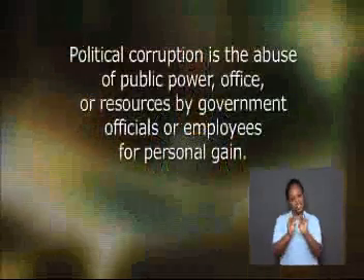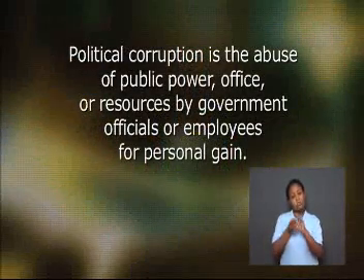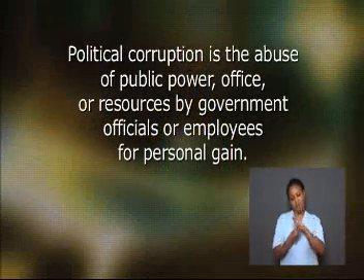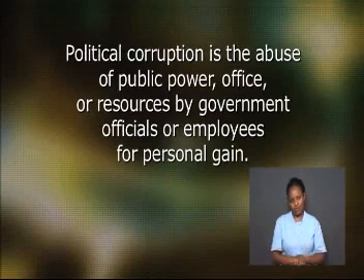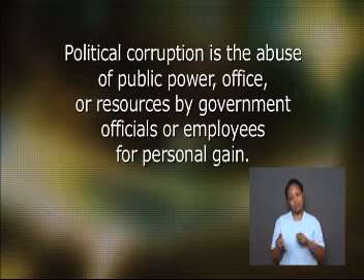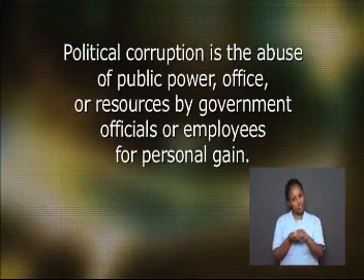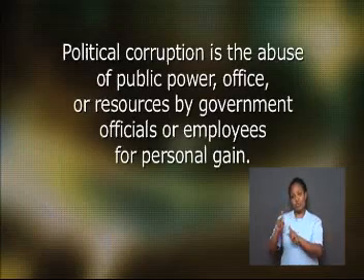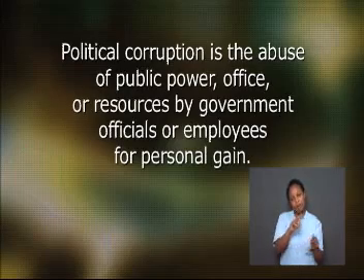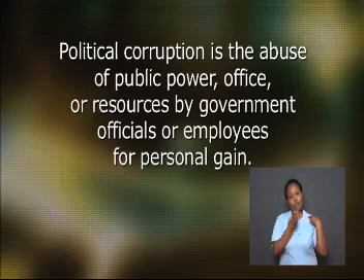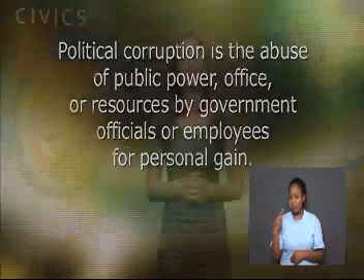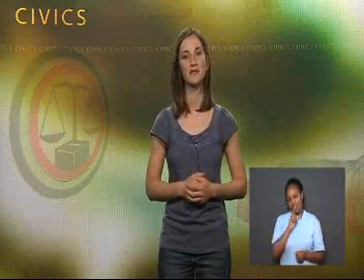Let us define corruption. Corruption means to abuse or to be dishonest. Specifically, political corruption is the abuse of public power, office, or resources by government officials or employees for personal gain. There are different forms of corruption.